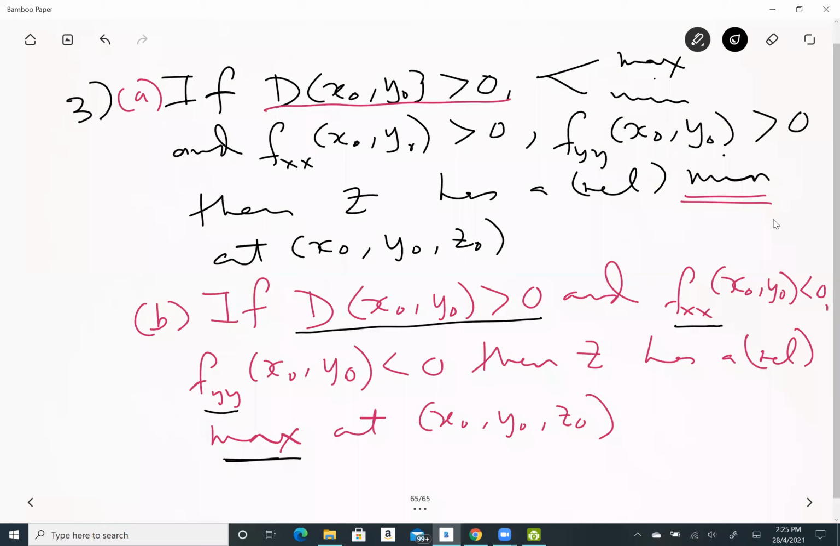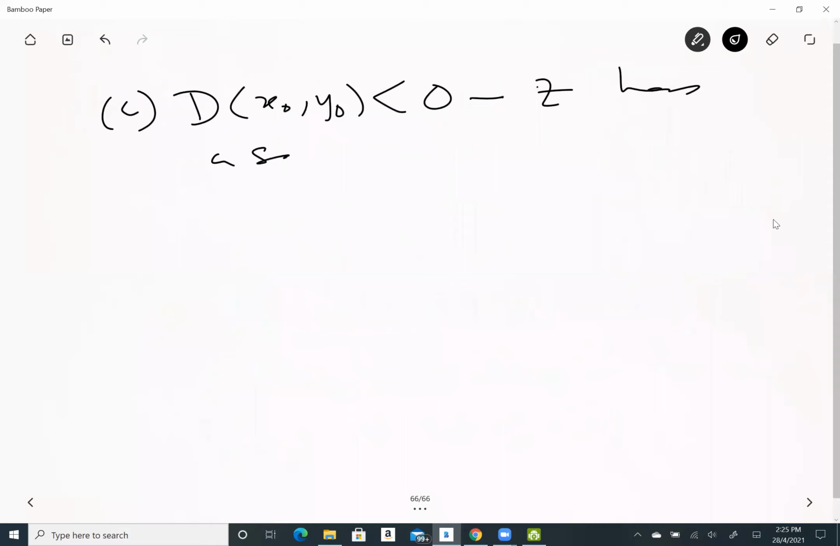Okay, so now the other possibility is D equal to 0 or negative. So we go to negative first. So C, for the possible situation, you have the value of D at x0, y0 is negative. Okay, now if it is negative, then it is not a maximum, it is not a minimum. Z has a saddle point. Okay, saddle point at x0, y0, at the critical point.